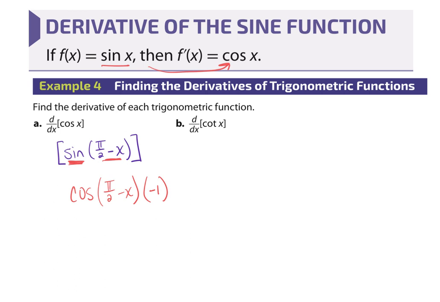All right. If I look at this, what is the cosine of pi over 2 minus x? That is going to be sine of x, right? So this is sine of x times negative 1. Another way to write that is negative sine of x. This is one you want to remember. So the derivative of sine is cosine. The derivative of cosine is negative sine. Okay? You just need to remember that, because you're going to use it until you're no longer in calculus, pretty much.